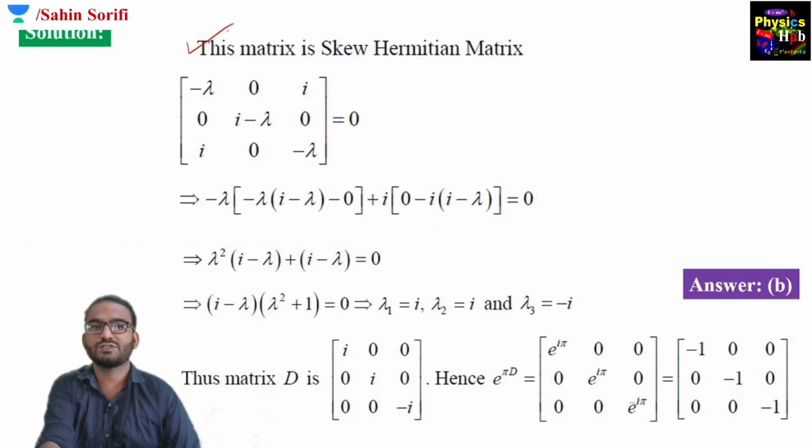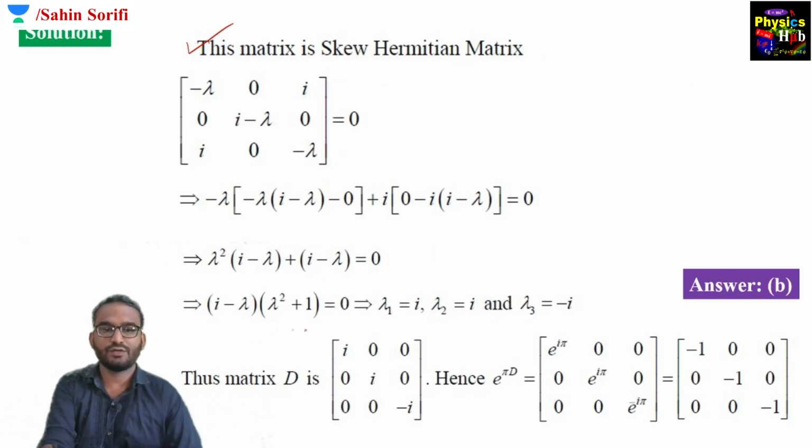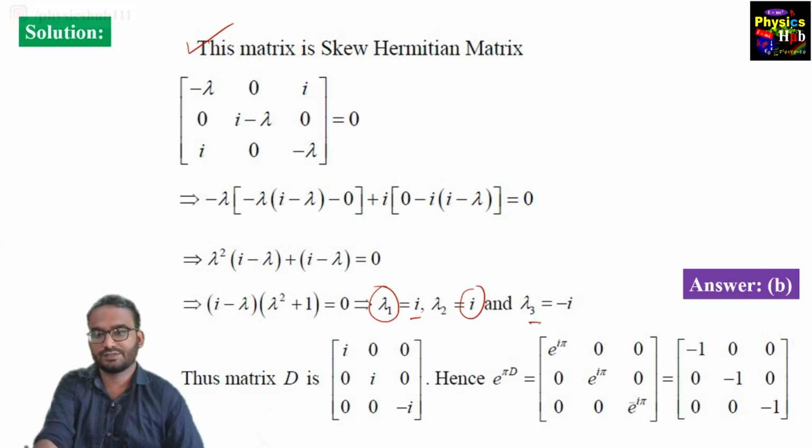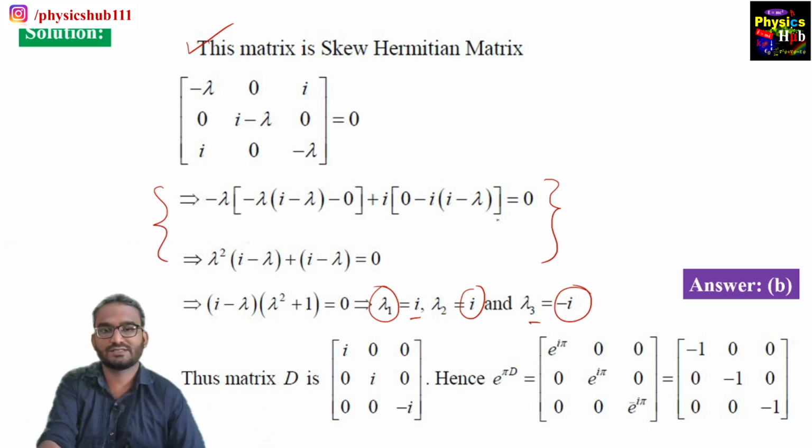This matrix is a symmetric matrix, and we can find the eigenvalues of this matrix. We got the eigenvalues to be lambda 1 equals i, lambda 2 equals i, lambda 3 equals minus i. You can see the detailed calculation shown here. I am not explaining these things because this is so straightforward.